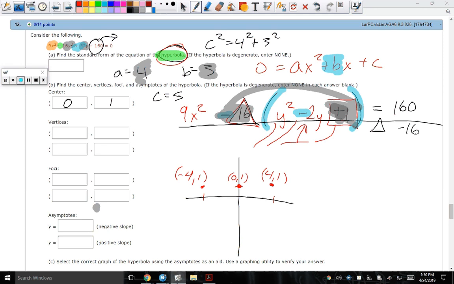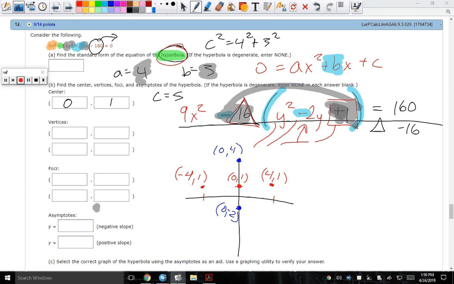How many up and down? 3. So here and here. Let's do the top one. What's this coordinate point going to be? 0, 4. And this one? 0, negative 2. Anyway, so these are our vertices, and now C is going to be 5 units.